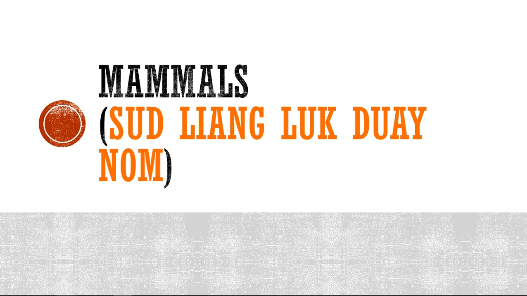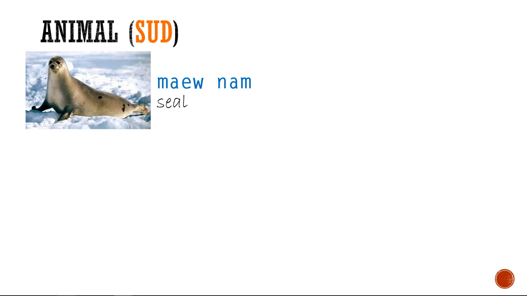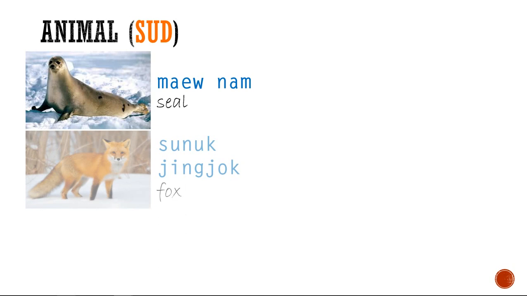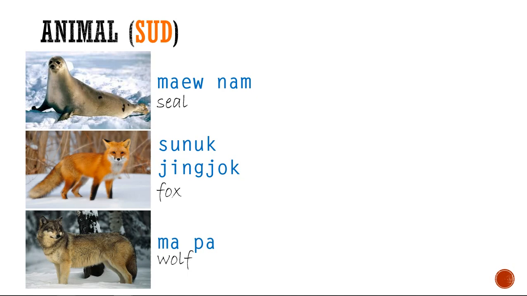Mammals, sat liang luk duai nom. Sat is the animal, liang means take care, luk is a baby or children, and duai is with, and nom is milk. So it is the animal that takes care of the kids with milk. Mao nam is a seal. Su nak jing jok, fox. Sunak is like the dog, but Sunak Jingjo is a fox. Ma ba, wolf. Ma is the dog and ba is the forest. So the dog in the forest is the ma ba, wolf.